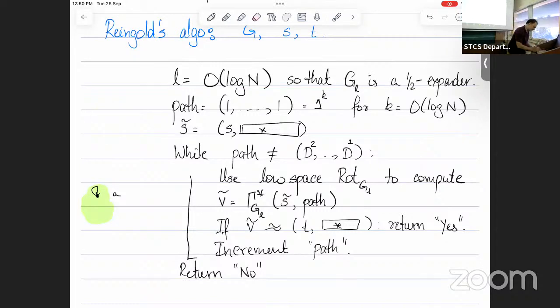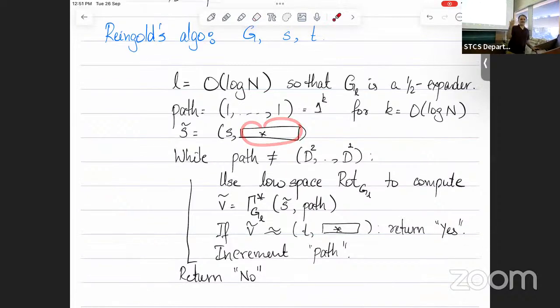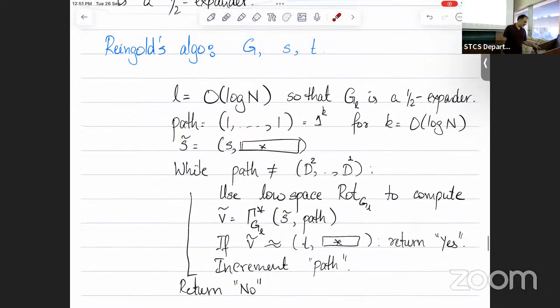But it really doesn't hurt us to just try out all possibilities here as well. I was just thinking why. H is something we can choose. It is an expander with one cup. So worst case, you just try out all possibilities here. It doesn't really matter. Okay, and this is the full description of Reingold's algorithm. It's a beautiful algorithm.